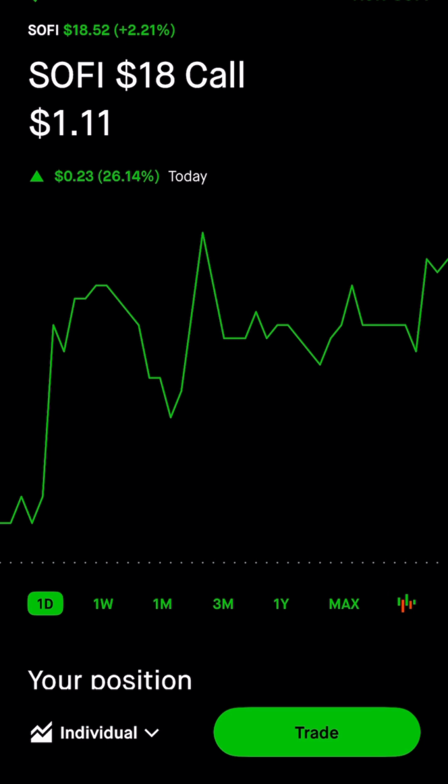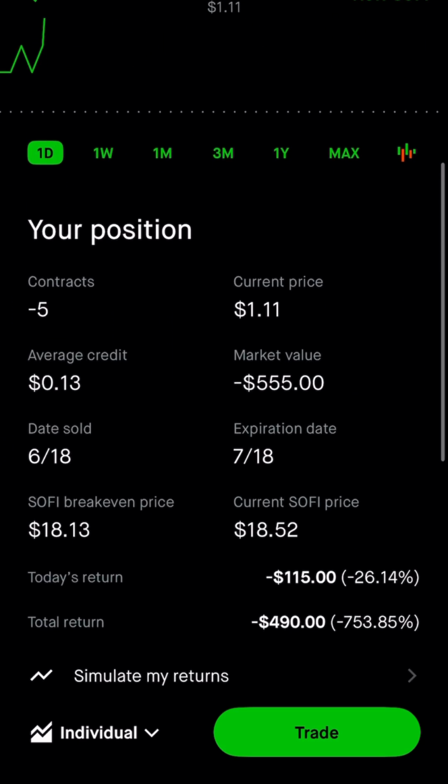So we can see at the top, the $18.52 is the current SoFi stock price. And we can see that I sold the $18 call. So the current stock price is above my $18 call. The $1.11 is the contract price. Let's scroll down to see the details.